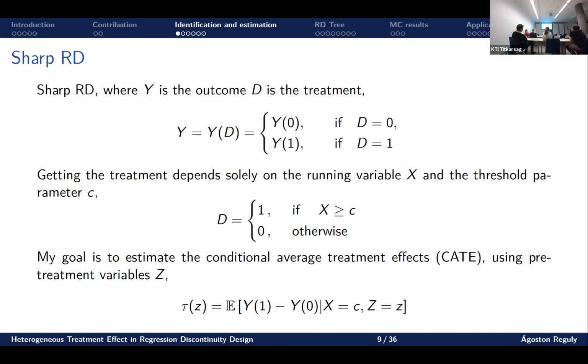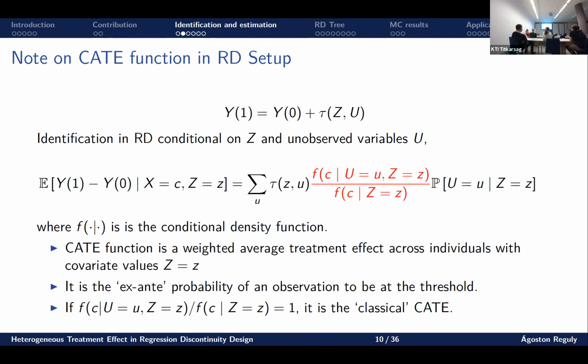That's the idea. Let me relate this method to other machine learning methods. For example, if you have a simple experimental design or an observational study with unconfoundedness, then you have a much simpler way, and I'm going to show the connection between RD and this. The potential outcome if you get the treatment is nothing but the outcome if you are not getting the treatment plus the effect of the treatment, which now depends on observable and unobservable characteristics.